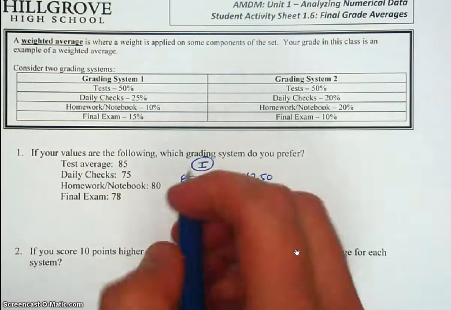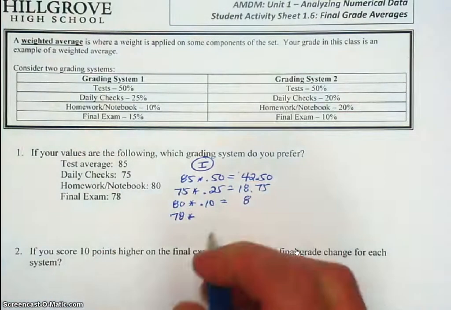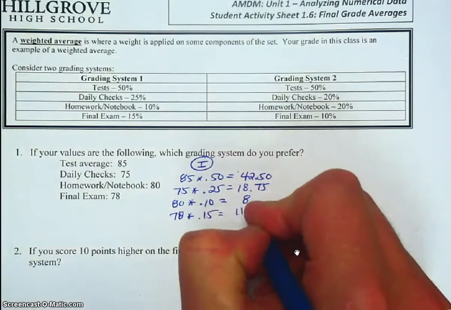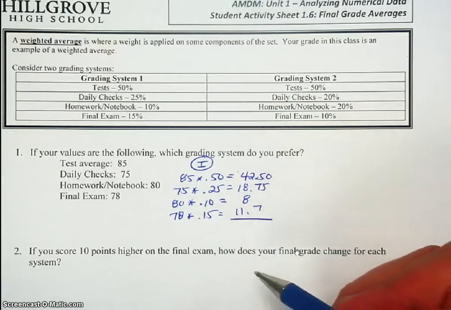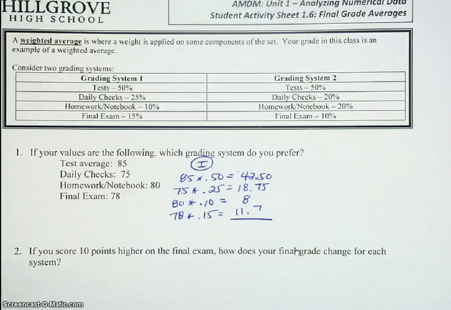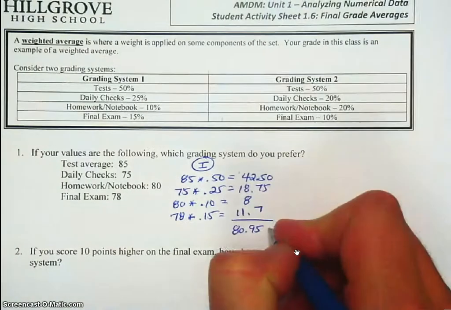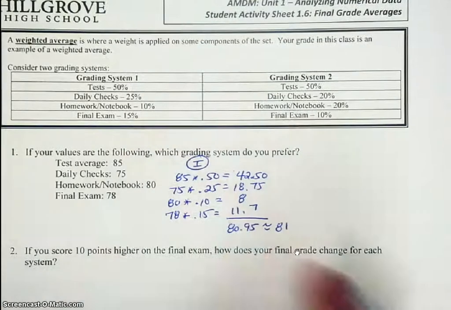And then for my final exam, I made a 78 on my final, and that counted 15% of my grade. So I'm going to take 78 times 0.15, and that is 11.7. Now, if I add up all of these numbers here, it will tell me what my average is in the class. So 42.5 plus 18.75 plus 8 plus 11.7 gives me an average of 80.95. Okay, and if we were in Synergy, that would show up as an 81. All right, so my average under grading system 1 is an 81.